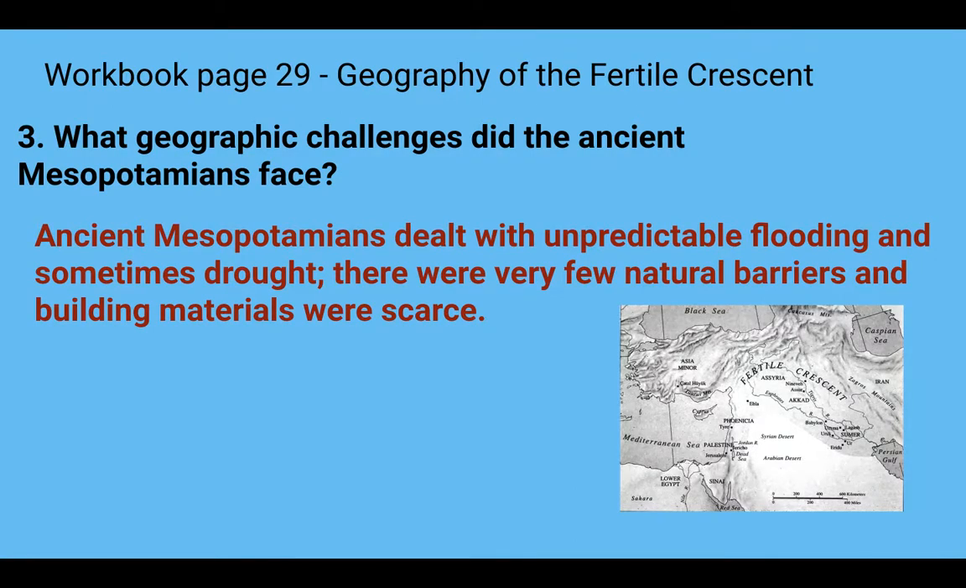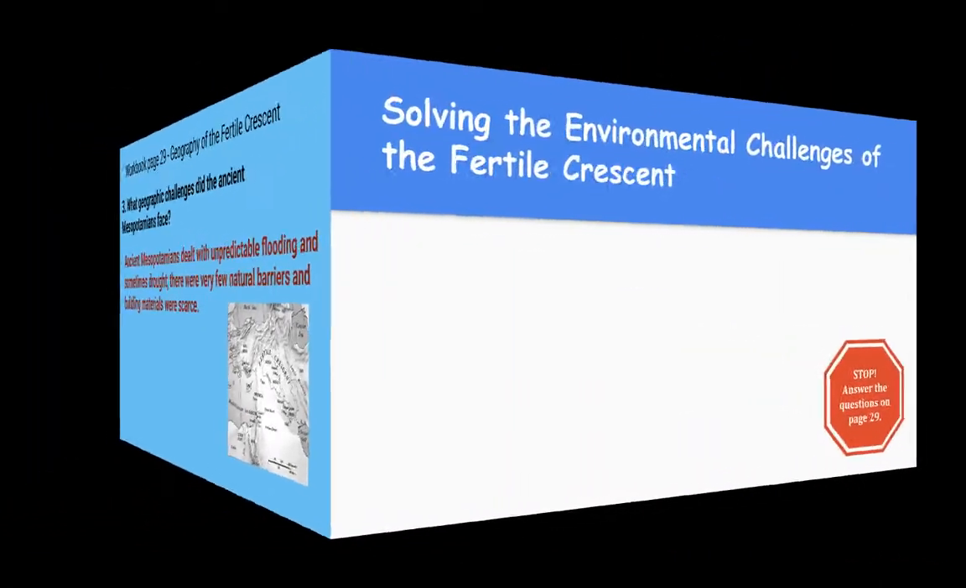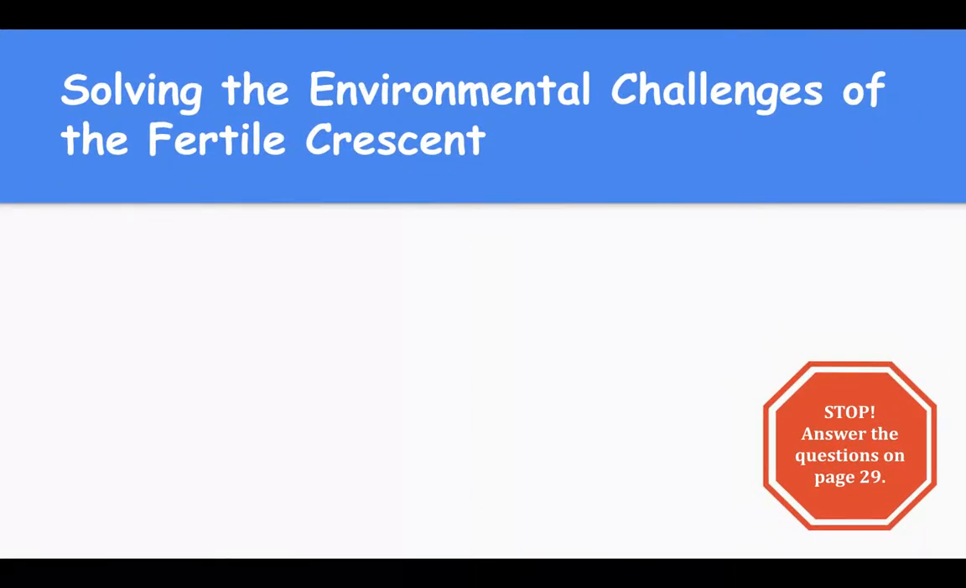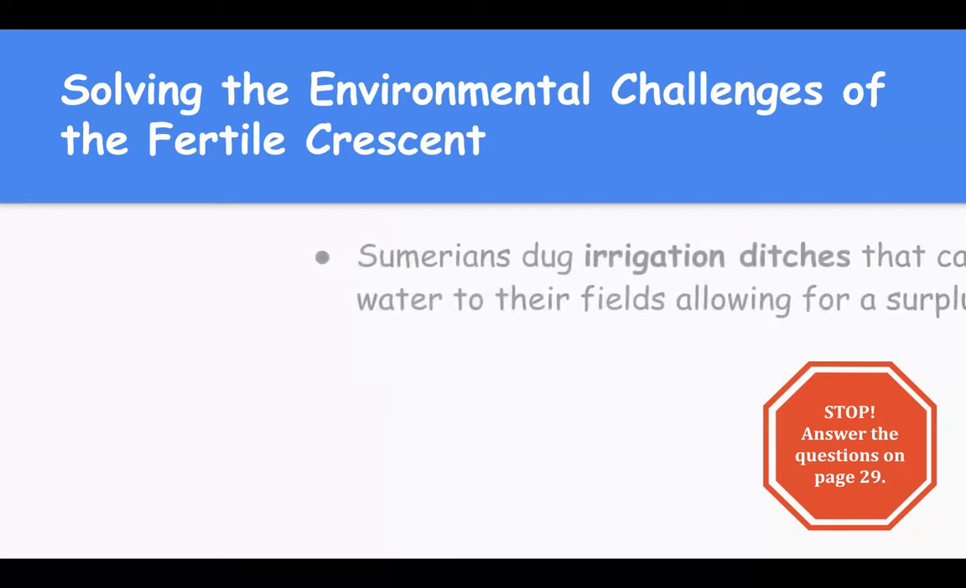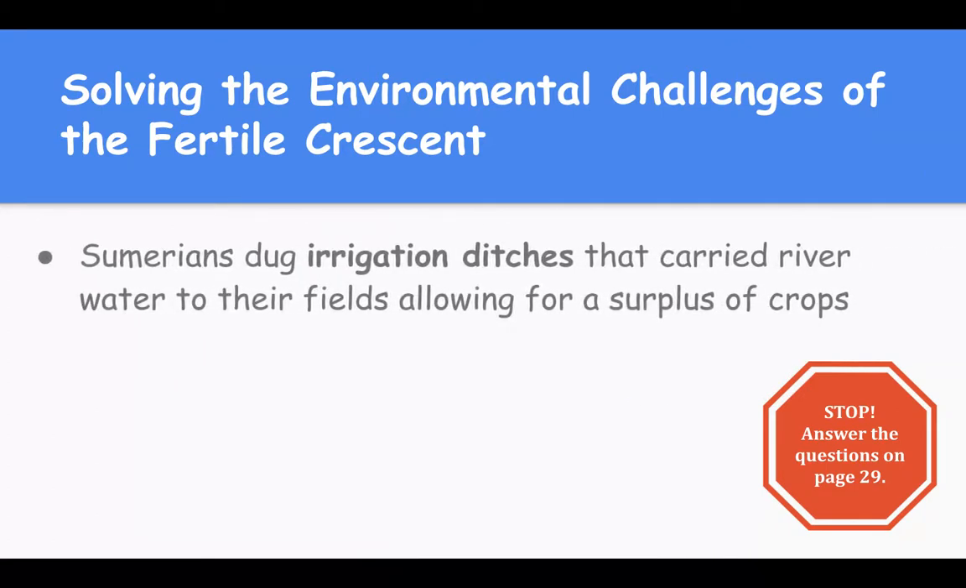We're going to move on to page 30 in your notes. So we know what the problems were in the Fertile Crescent, so let's figure out how they solved those problems. All right, the Sumerians were one of the first civilizations to figure out how to dig irrigation ditches. So they would build these ditches that brought the water to their fields from the river without having to plant their crops right next to the river.